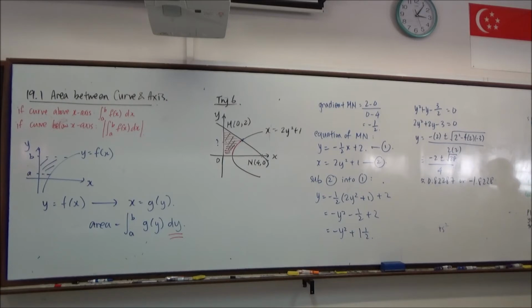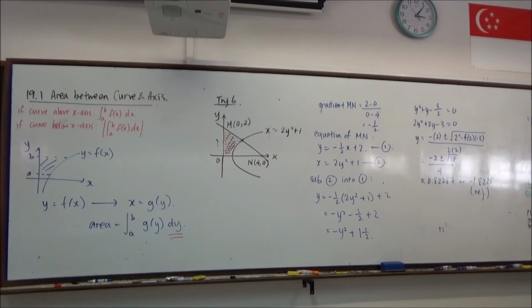But you need to know which one is positive and which one is negative now. Because in this case, we are going to choose the y that is positive, correct? Why do you go positive? In this case, the curve is like that. The curve is above the x-axis.